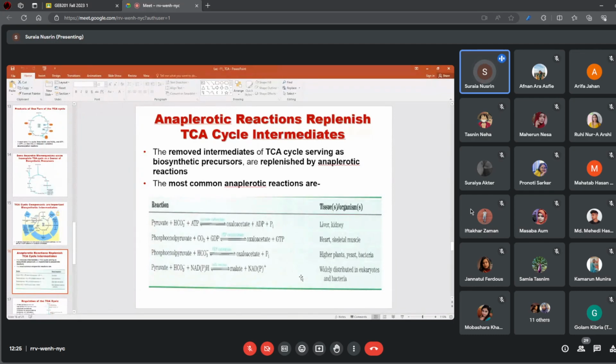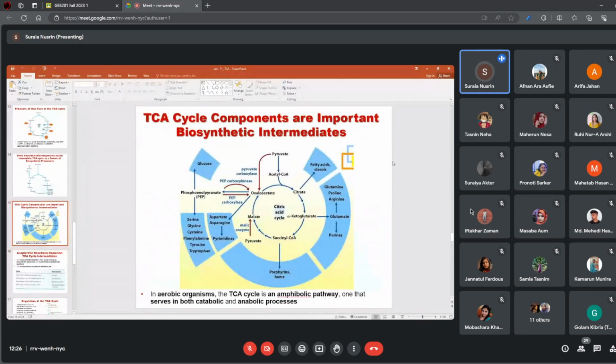Okay, they are replenished, meaning you have to bring those intermediates back and replace them there, since they have been used up, you will fill them up again by some reactions which are called anaplerotic reactions. So the intermediates of the TCA cycle are replenished by anaplerotic reactions. This table in this slide is showing the common anaplerotic reactions. Actually, those reactions are also shown in this slide.